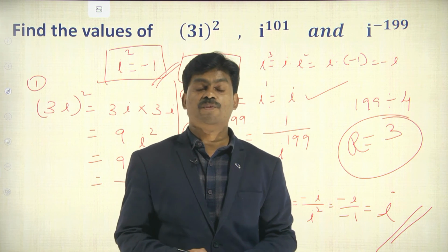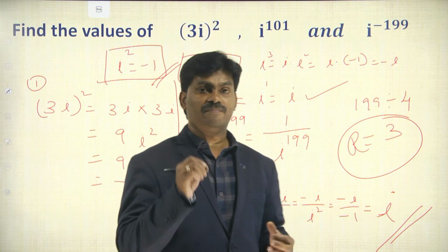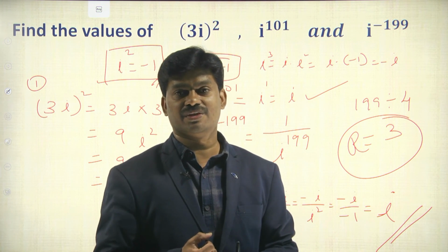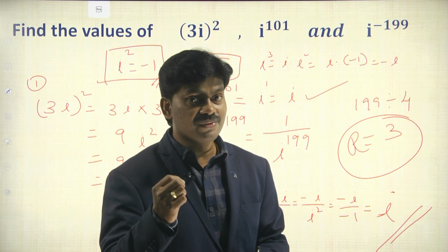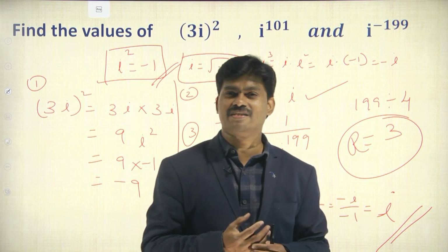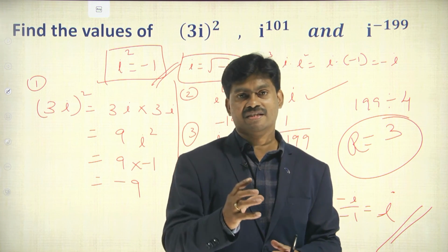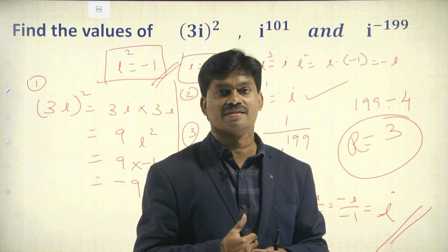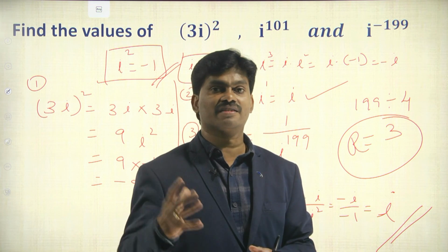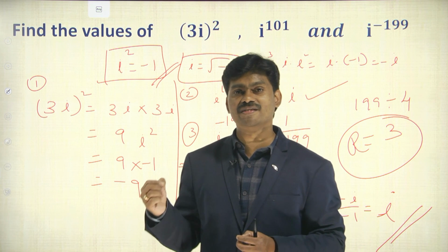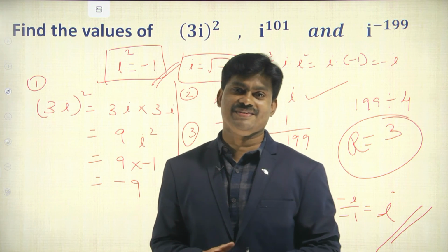Okay, so hope you followed. Imaginary numbers are nothing but the square root of minus 1. That's it. So simple a concept. Imaginary numbers and real numbers together we can call complex numbers. In further classes we can study more about these complex numbers. Hope you followed. Thank you.